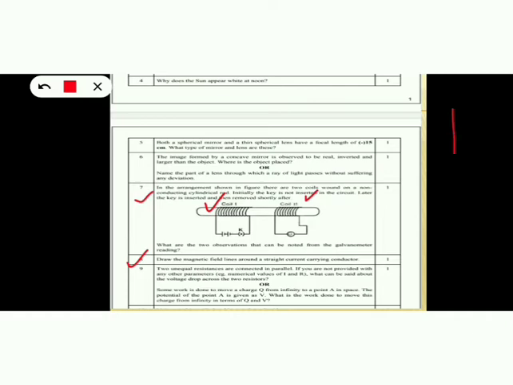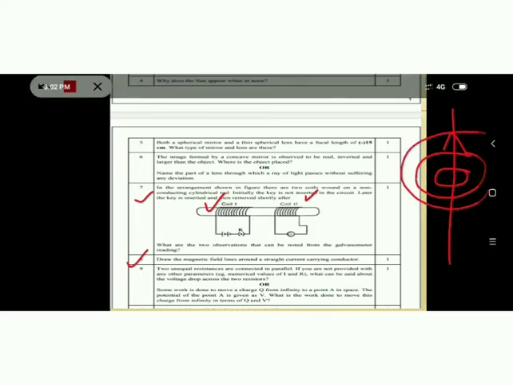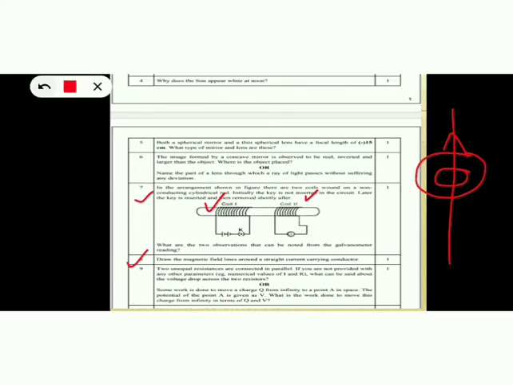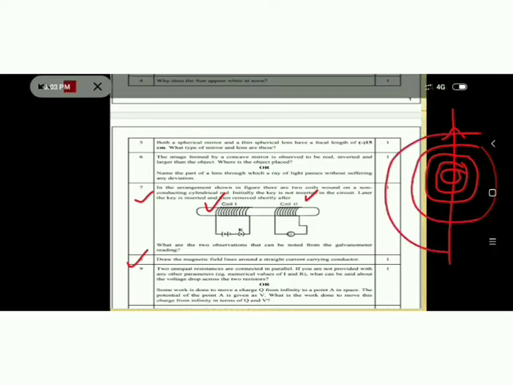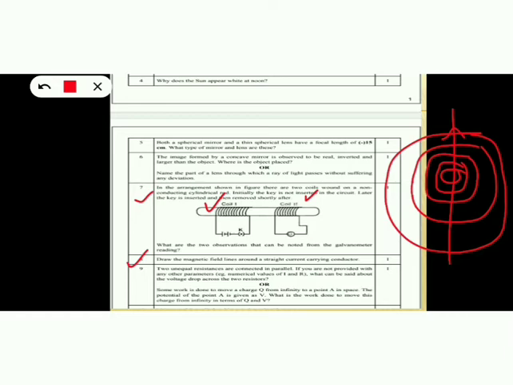So what is the magnetic field line? If it is a current carrying conductor, suppose current is flowing in the upward direction, then the magnetic field around this current carrying conductor will be in the form of concentric circles. And whenever you draw these concentric circles, you must be very careful. Near the conductor, the concentric circles will be closely spaced, and finally the lines will be far apart like this. Okay. And this is the pattern.